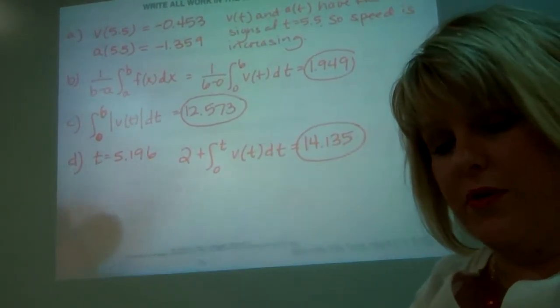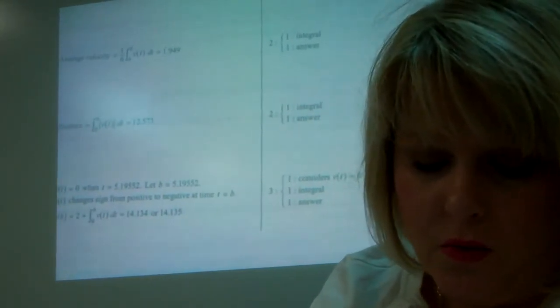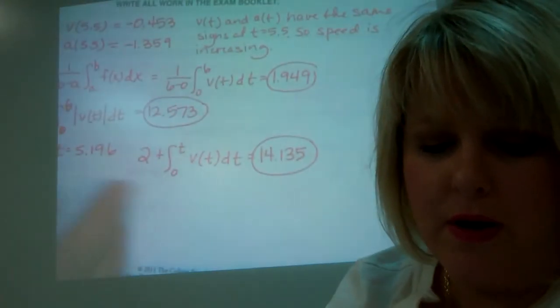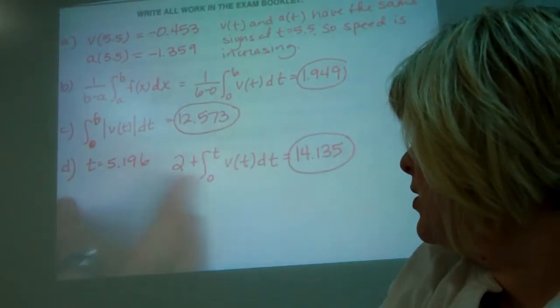And that part was worth 3 points, I believe. Yeah. 1 point for finding when the velocity is 0, 1 point for showing your setup, and 1 point for your answer. So 1, 1, 1.